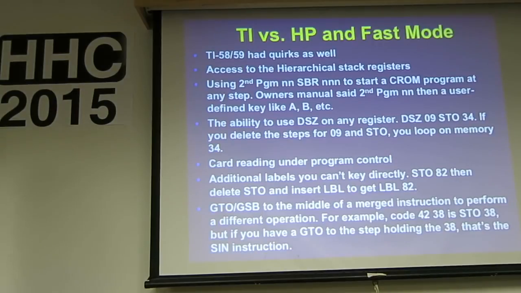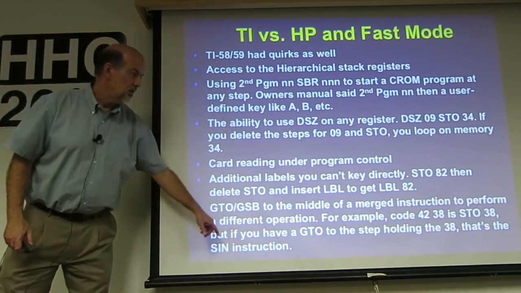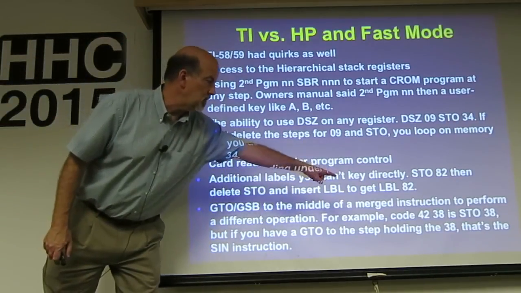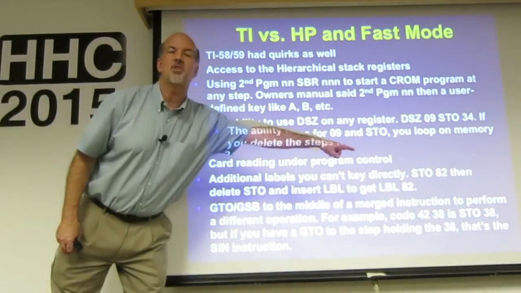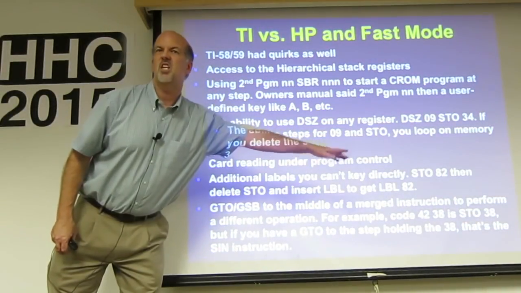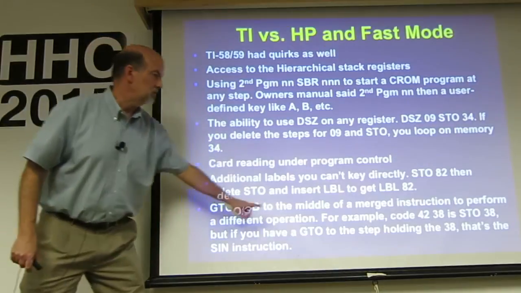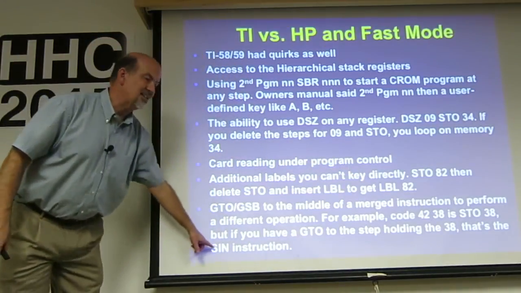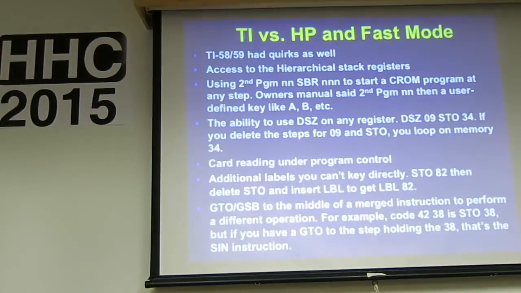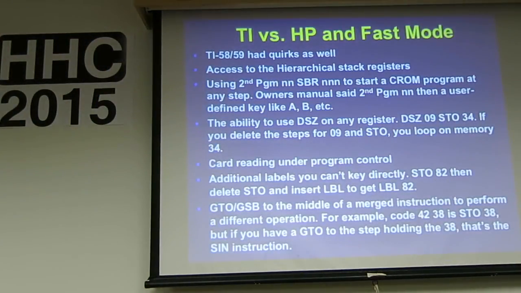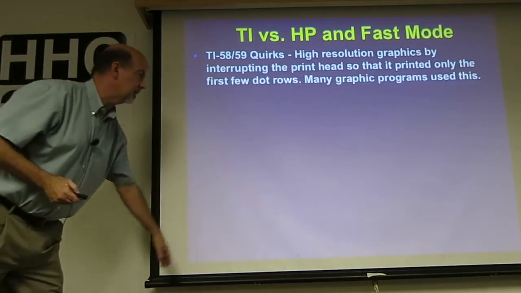Go to or go sub to the middle of a merged instruction. The key code 42 38 is store memory 38, TI speak. But if you have a go to the step holding the 38, that's the sign instruction. So it would jump into the middle of the store-in-memory-38 code. Instead of storing something, it would actually execute the 38 as a sign instruction. So you had to be real careful about where you sent your destinations. Weird stuff with that kind of thing.